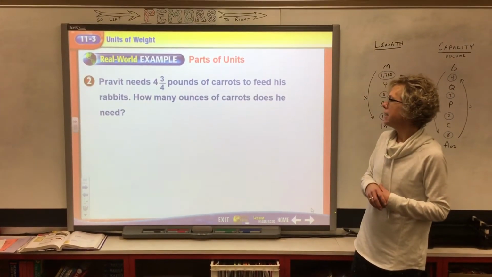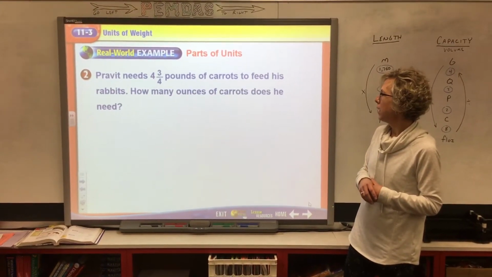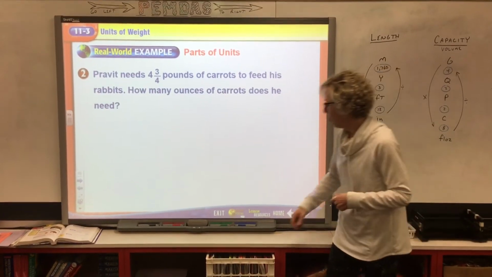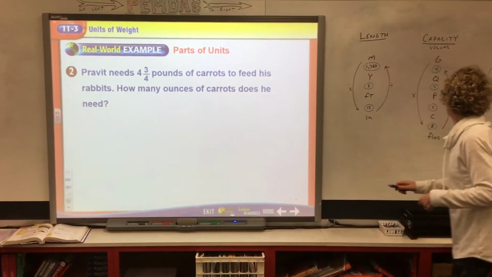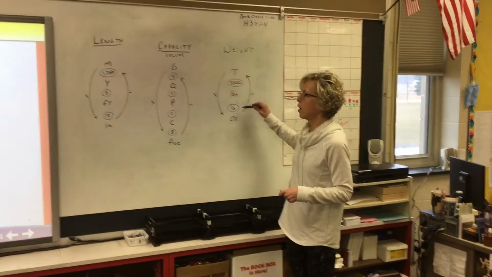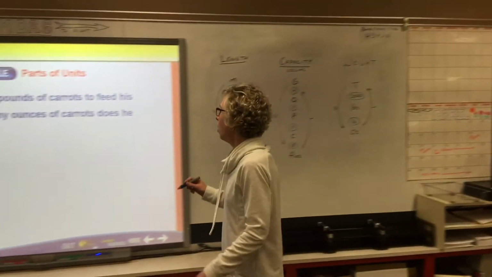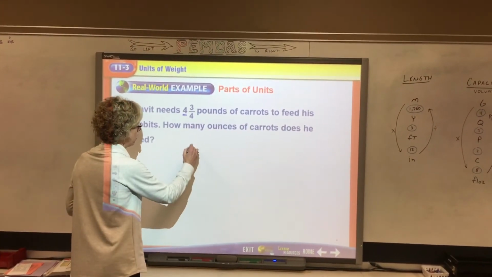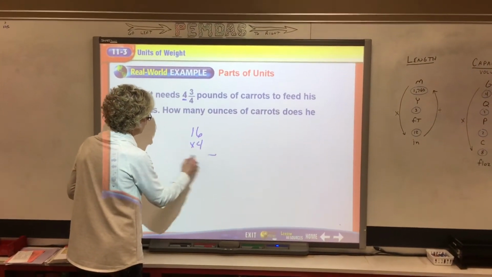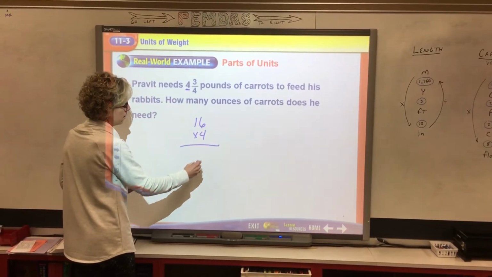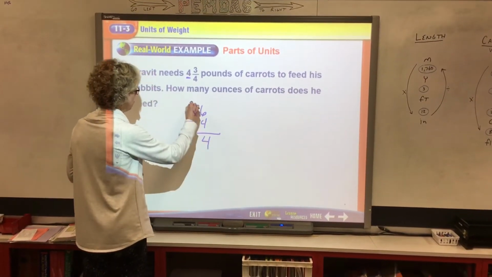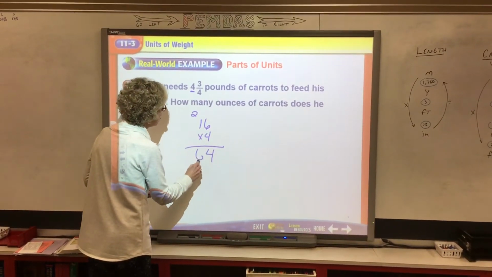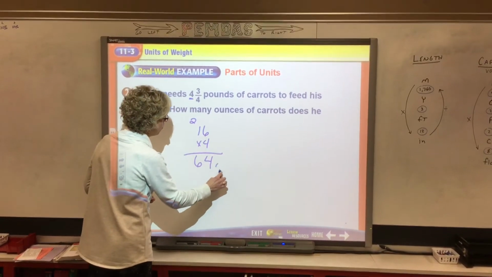Privet needs 4 3/4 pounds of carrots to feed his rabbits. How many ounces of carrots does he have? Well, we know that in 1 pound there are 16 ounces. So what you would want to do would be to take 4 times 16. You know that 4 times 6 is 24. I'm going to put down my 4, carry my 2. 4 times 1 is 4, plus 2 is 6. So we know that 4 pounds is 64 ounces.